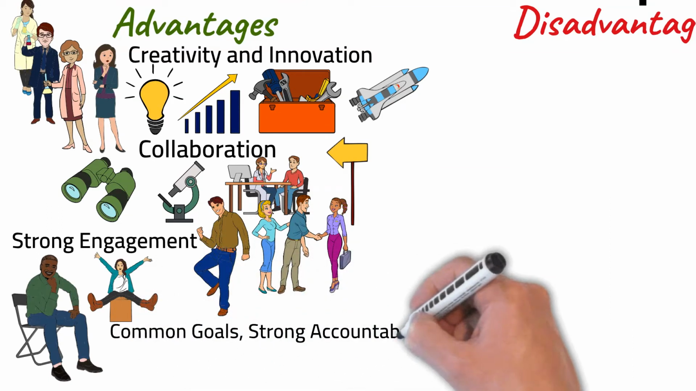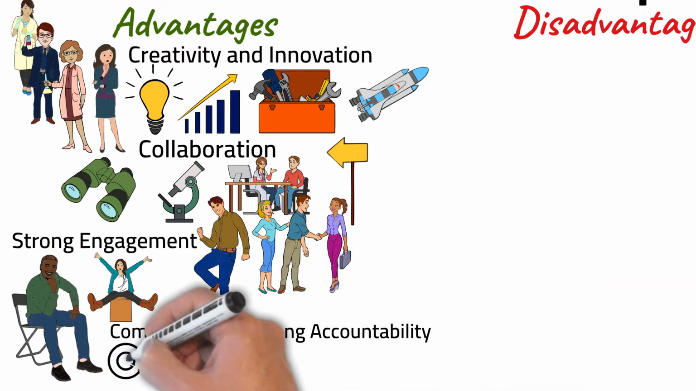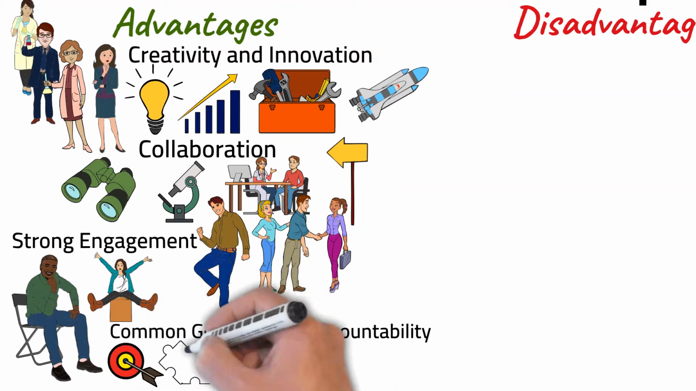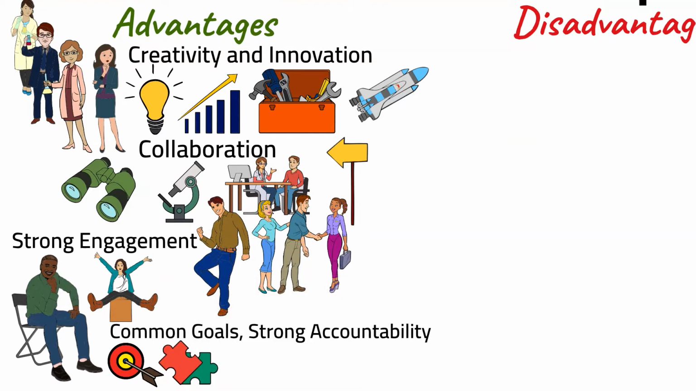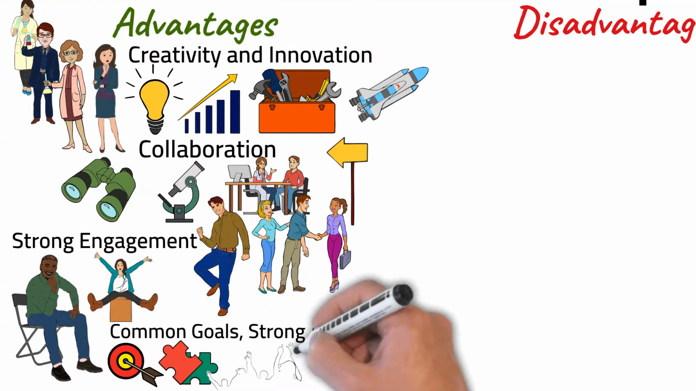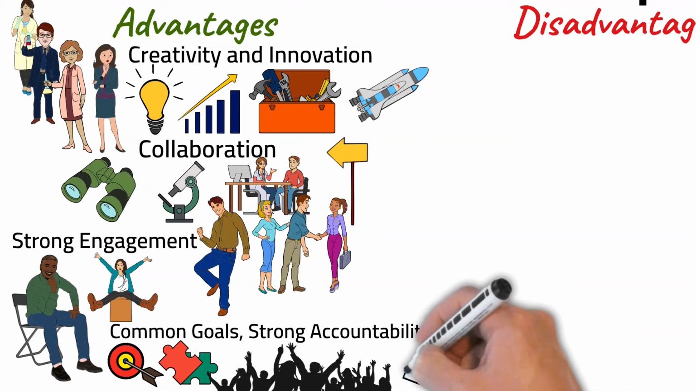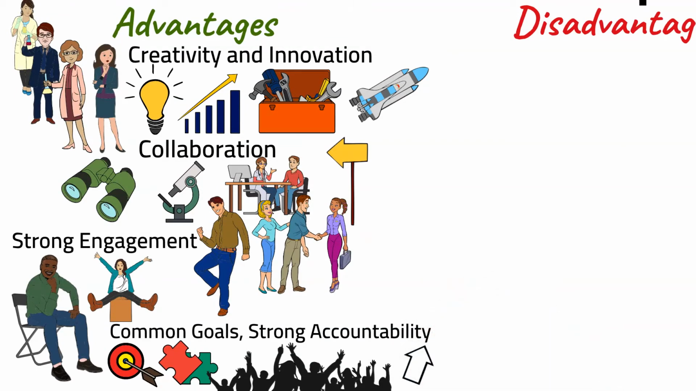Common goals lead to high accountability. A democratic leader involves others in setting the goals and targets of the organization. If people are part of defining the goals, they will feel greater ownership of reaching those goals. This intense feeling of accountability in combination with high empowerment improves productivity.